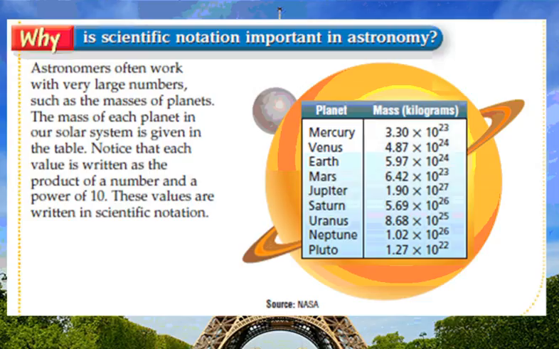A lot of times they use scientific notation with really big or really small numbers. Like the mass of Mercury in kilograms is 3.30 times 10 to the 23rd power. So with scientific notation, we're going to use powers of 10. 10 to the 23rd power is just a 1 and then 23 zeros essentially. So that's what we're going to deal with today.